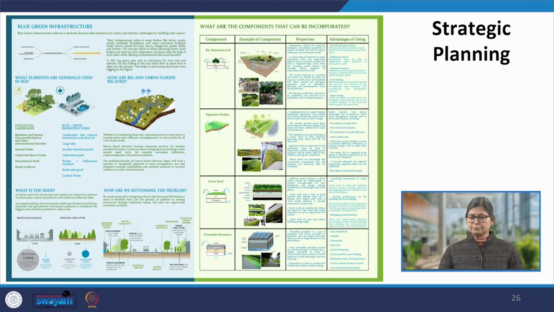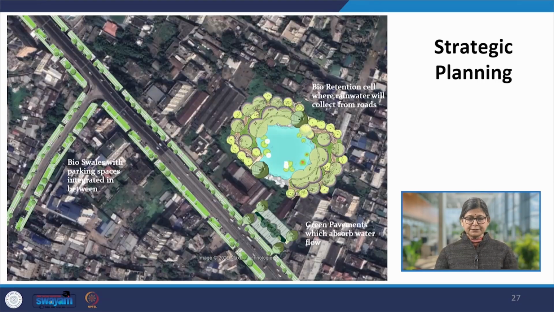And this is the blue-green infrastructure basket which we had created. The components like a bioretention cell, vegetated soils and green roofs, permeable pavements. This was created and shared there as well, and we could pick up some of the strategies for the modeling. So once the modeling was done, we tried to look at how this bioretention cell physically can come there. We had overlaid this information on an image from Maxar, and on that we have tried to look at how these strategies can look like at that local scale.